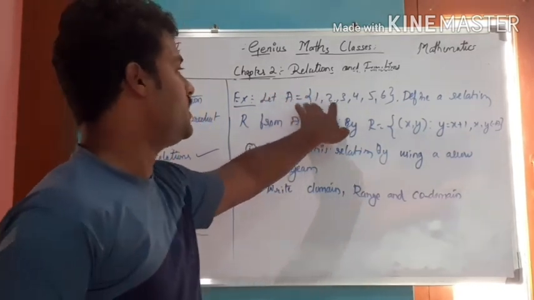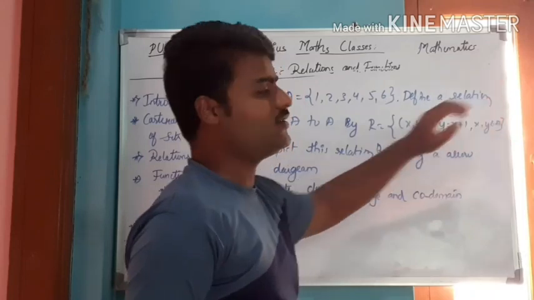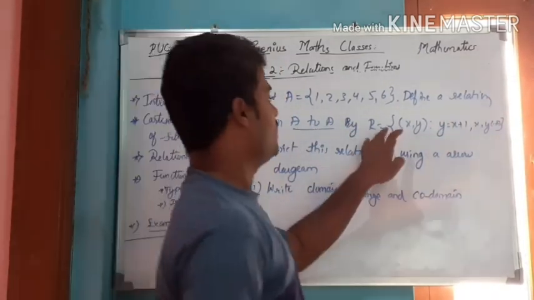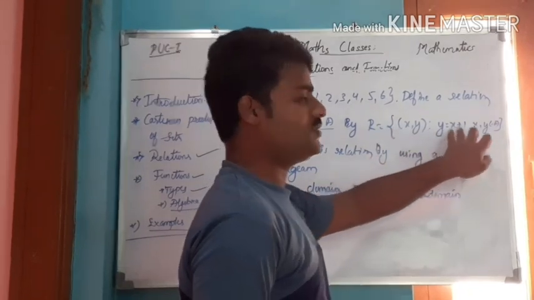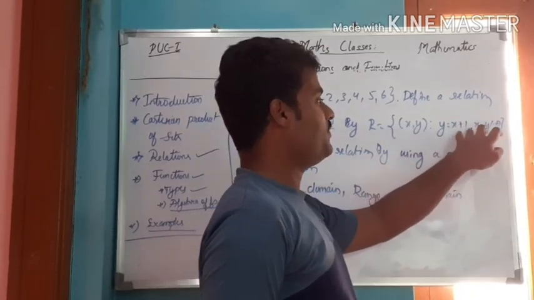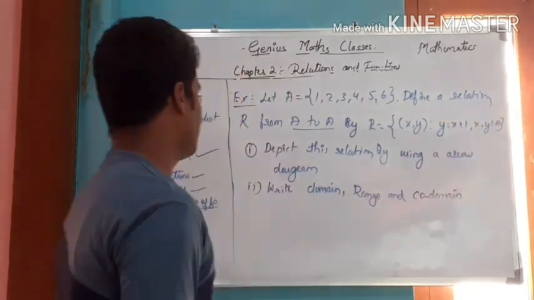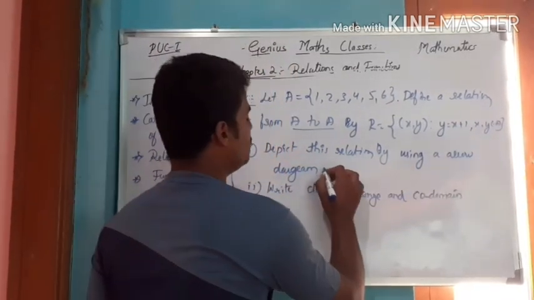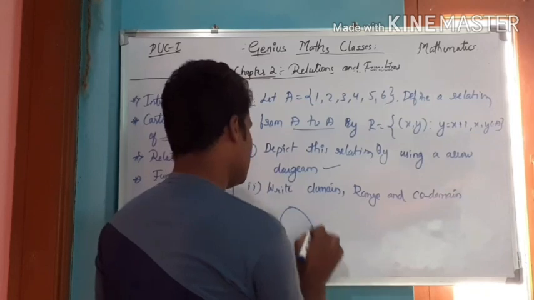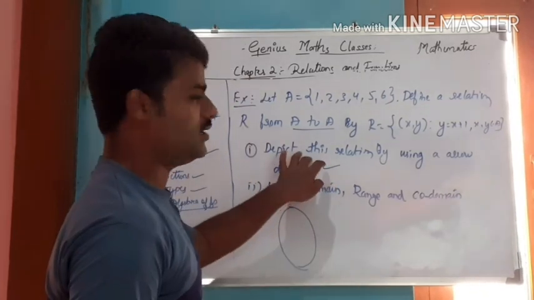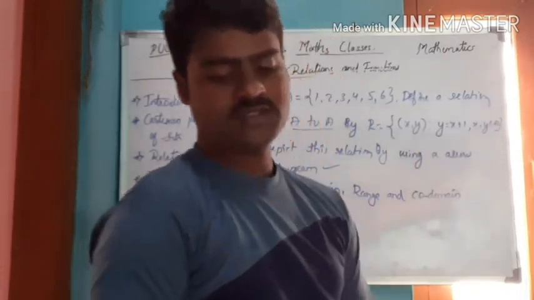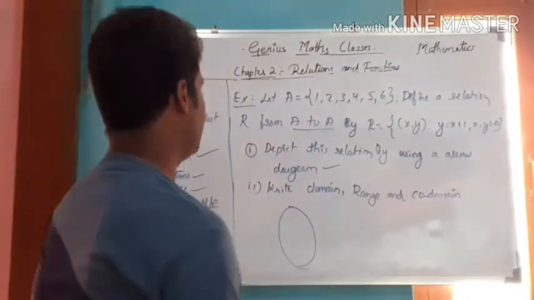A is the set {1, 2, 3, 4, 5}. Define a relation from A to A only. R is equal to {(x, y) such that y equals x plus 1, where x, y belong to A}. So one is to depict this relation by using an arrow diagram, diagrammatically. The second is to write the domain, range and codomain. So this is the example I am going to discuss.